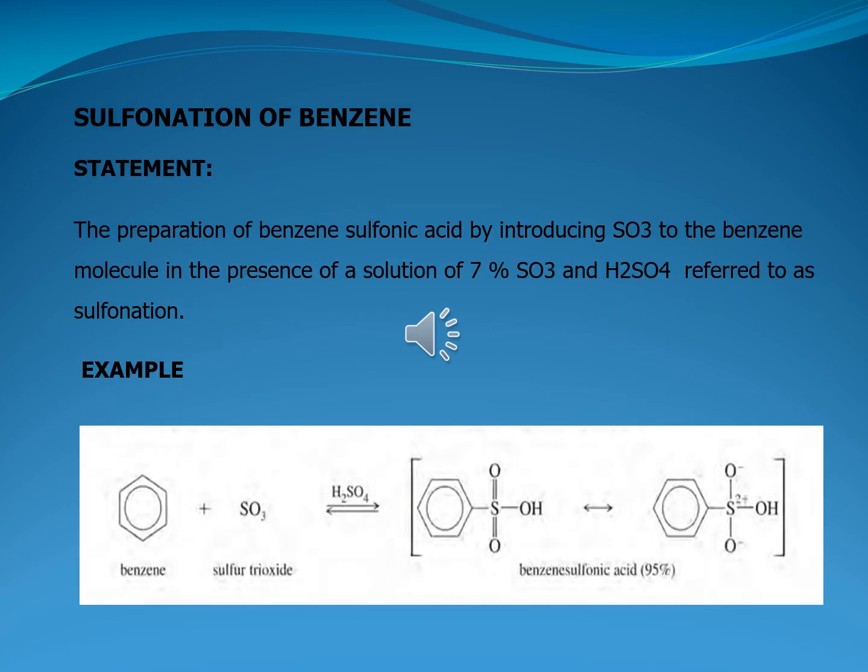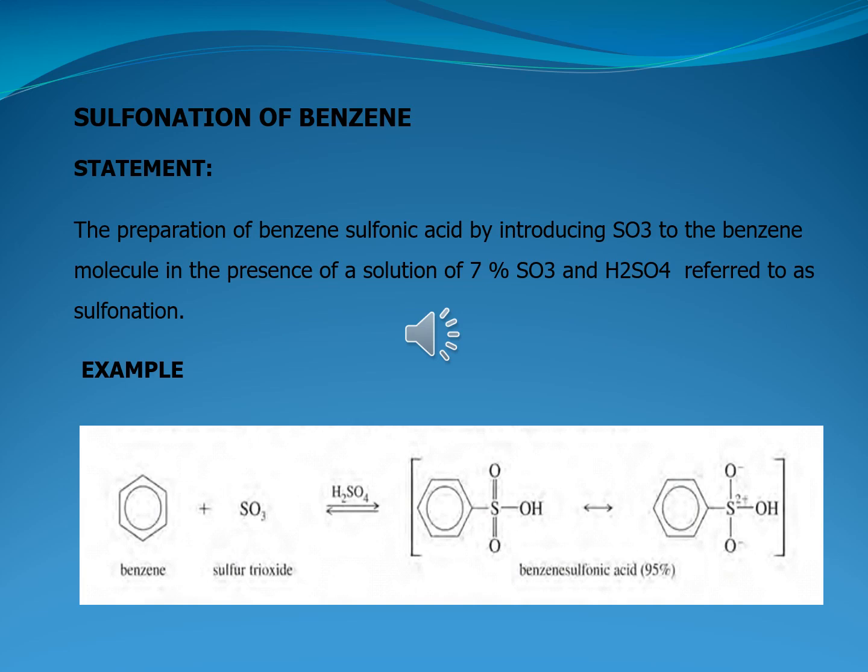Sulfonation of benzene molecule. Let's see its statement. The preparation of benzene sulfonic acid by introducing sulfur trioxide to the benzene molecule in the presence of a solution of 7% sulfur trioxide and sulfuric acid is referred to as sulfonation. In the example you can see over here, the reaction of benzene molecule with sulfur trioxide is carried out in the presence of sulfuric acid.